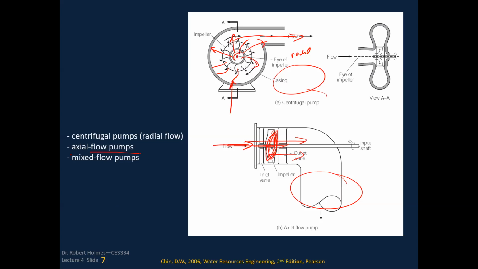A mixed flow pump is a pump where the axis of flow and the way that the impeller is set up is not truly parallel to the flow, and it's not truly perpendicular to the flow. It's a mixed setup there.